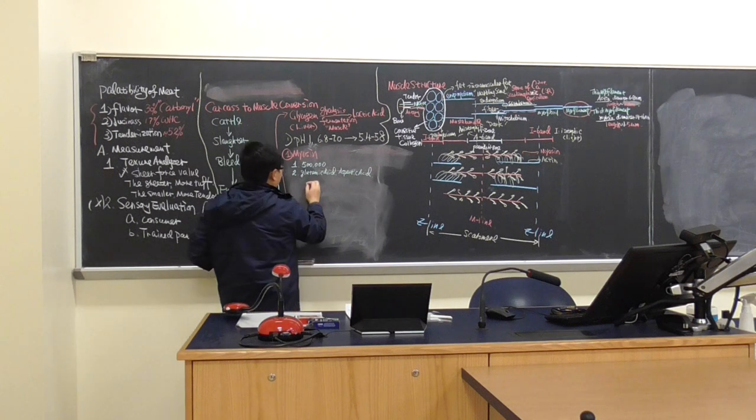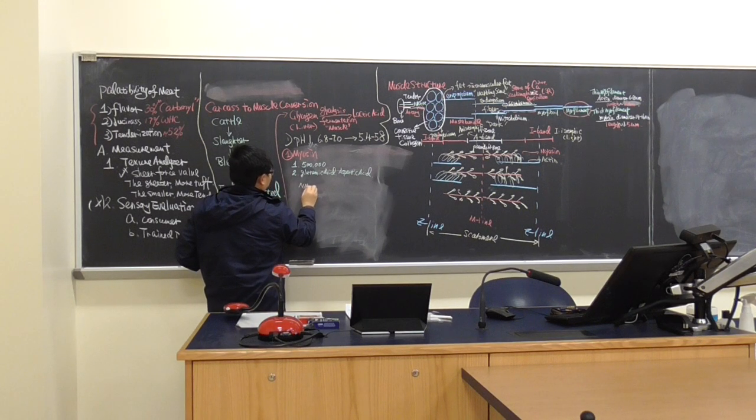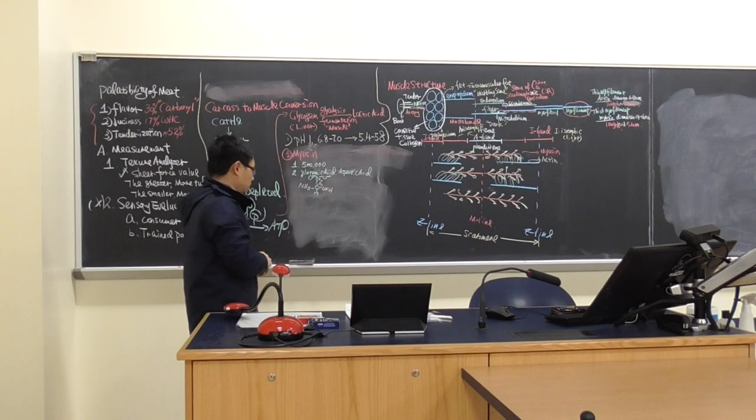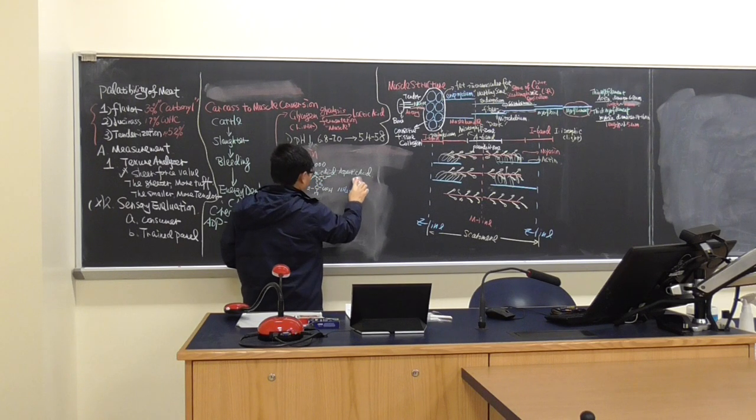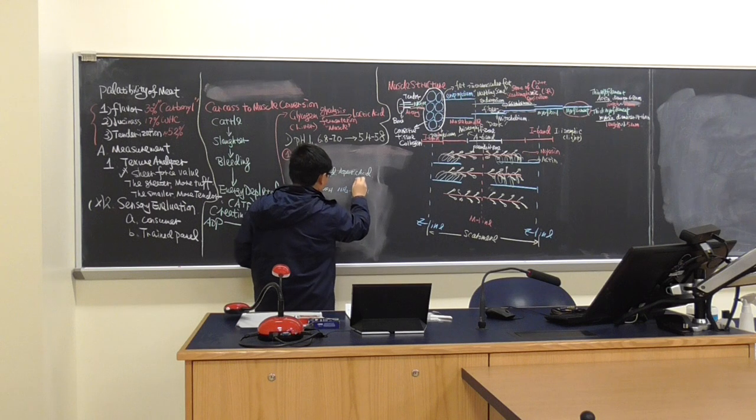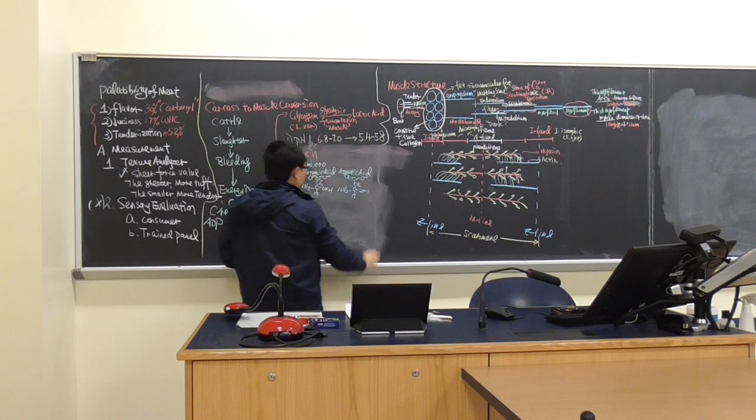What are they, if you remember? We can do a little bit of review. Glutamic acid, CH2, COO. Now aspartic acid, NH2, CH, COOH, CH2. Aspartic acid.